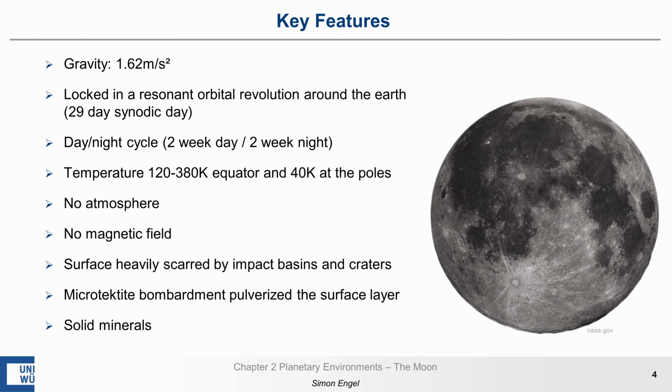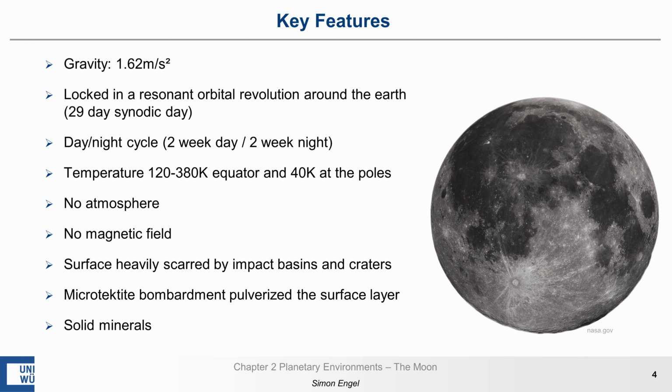The Moon has no atmosphere and has a solid core, which means there cannot be any global magnetic field on the Moon. And the surface of the Moon is heavily scarred by impact basins and craters and is characterized by the so-called rugged highlands, which represent the older crust, and the younger, smooth, so-called Maria plains, which are the darker spots on the Moon. Also, the surface of the Moon got pulverized to fine-grained regolith by microtektite bombardment.